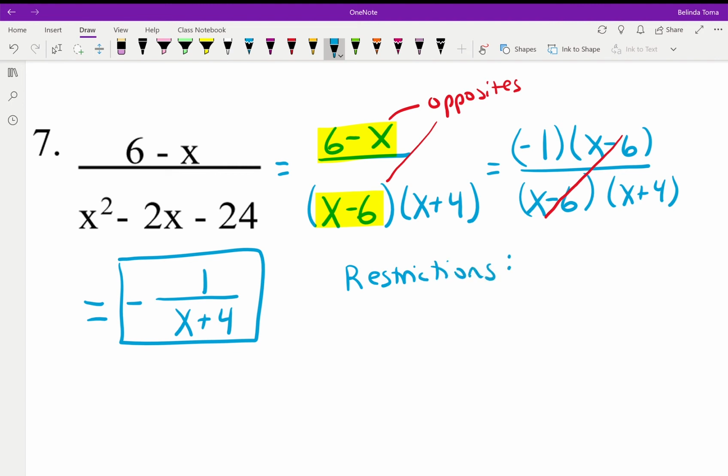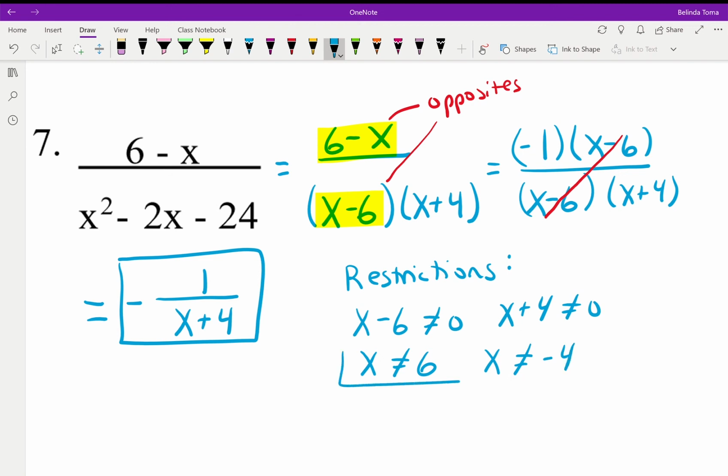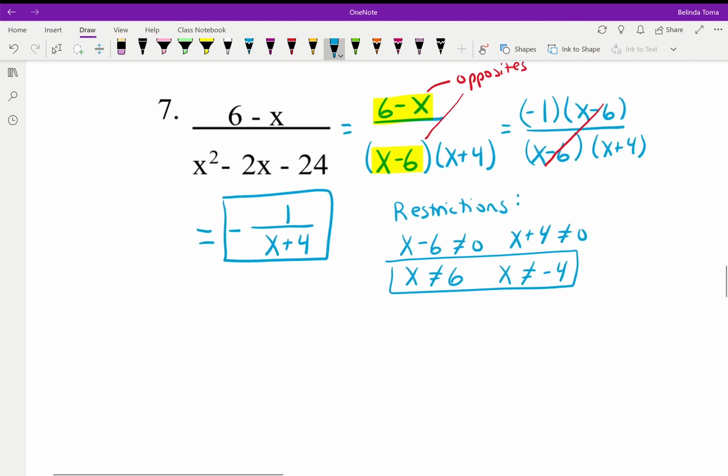I'm going to look to the denominator before I simplified, and so I'm going to have two restrictions. X minus 6 cannot equal 0, and x plus 4 cannot equal 0. When I add 6 to the other side, I get x cannot equal 6, and when I subtract 4 here, I get x cannot equal negative 4. Okay, so now we're ready to solve.